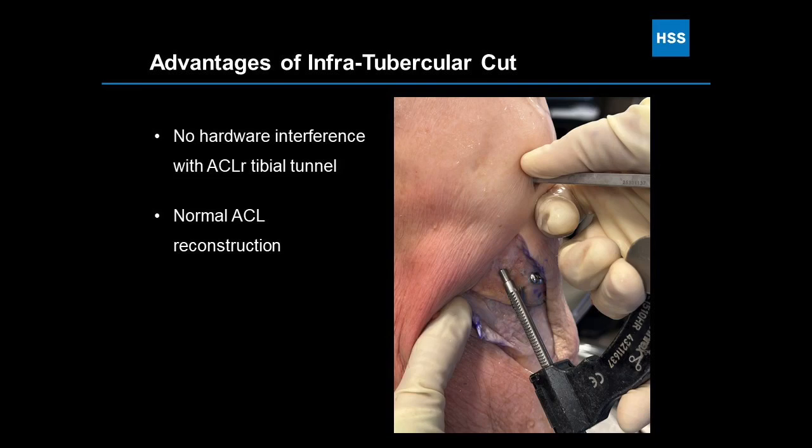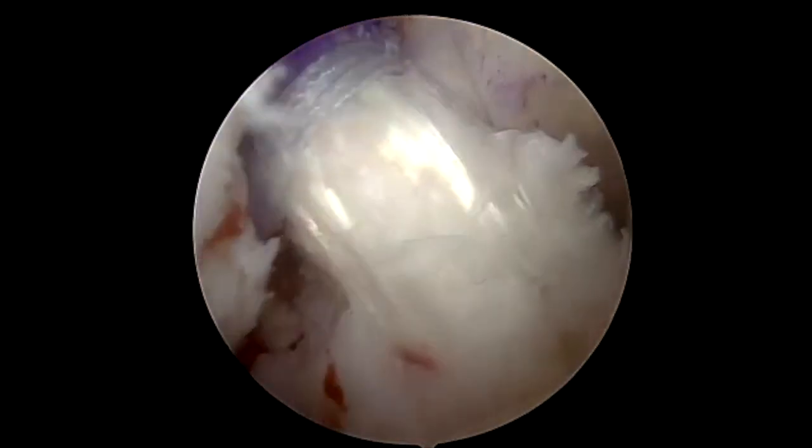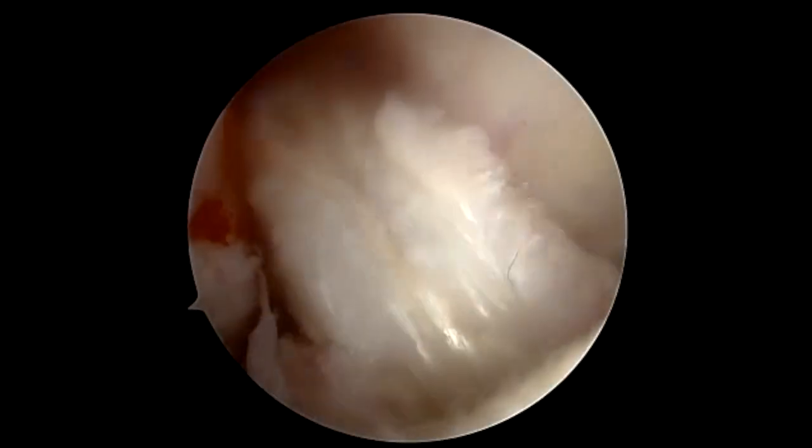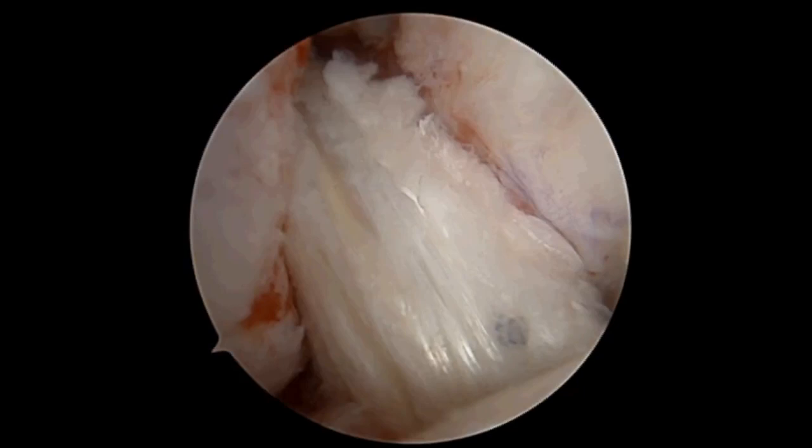This shows you the typical tibial aiming guide and you can see how this is proximal to the osteotomy cut, and that essentially makes this a normal ACL reconstruction with whichever technique you prefer. In this case, an all-inside reconstruction.